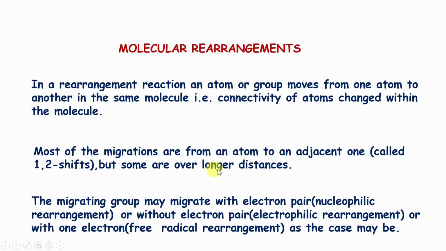Most of the migrations are from an atom to an adjacent one. That is called a 1,2 shift. But some are over longer distances, though most of them are 1,2 migrations. The migrating groups may migrate with an electron pair, and such a rearrangement is called nucleophilic rearrangement, or without an electron pair, an electrophilic rearrangement, or with one electron, that is a free radical rearrangement, as the case may be.